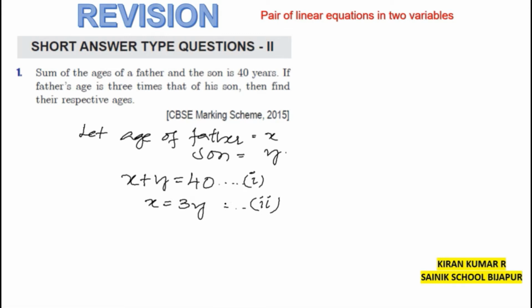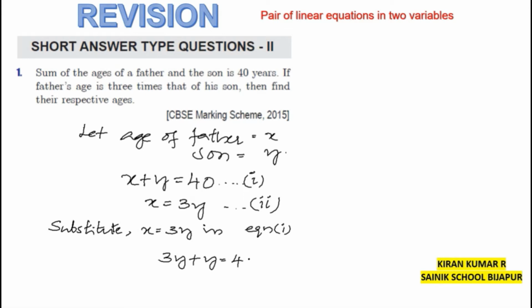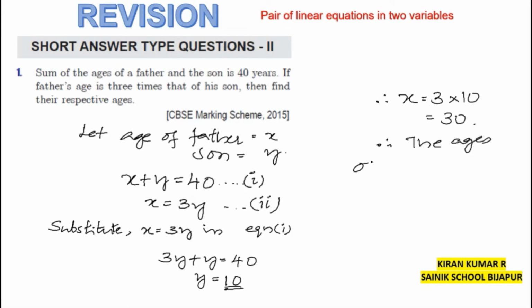Now we have to solve these two equations. Let me substitute x is equal to 3y in equation 1. We'll be getting 3y plus y equal to 40. So y value will become 10. Therefore, x will be 3 times of y, 3 times of 10, nothing but 30. Therefore, the ages of father and son are 30 years and 10 years respectively.